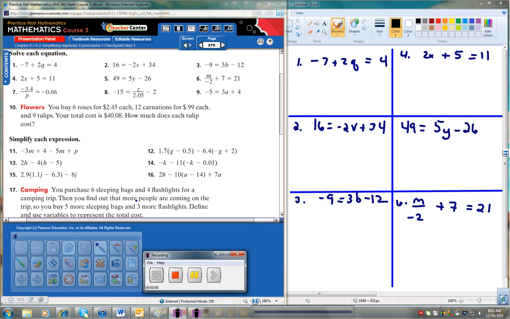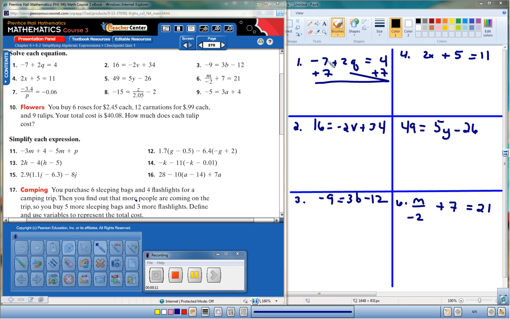Algebra, Chapter 6, checkpoint quiz number 1. Here we go. Negative 7 plus 2q equals 4. Step 1, add 7 to both sides, because that's a negative 7. So to undo that, we'll add 7. That gives me 2q equaling 4 plus 7, which is 11.